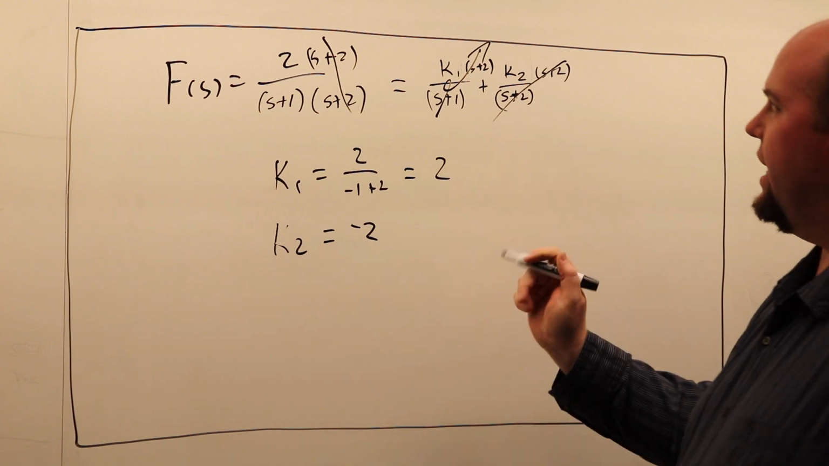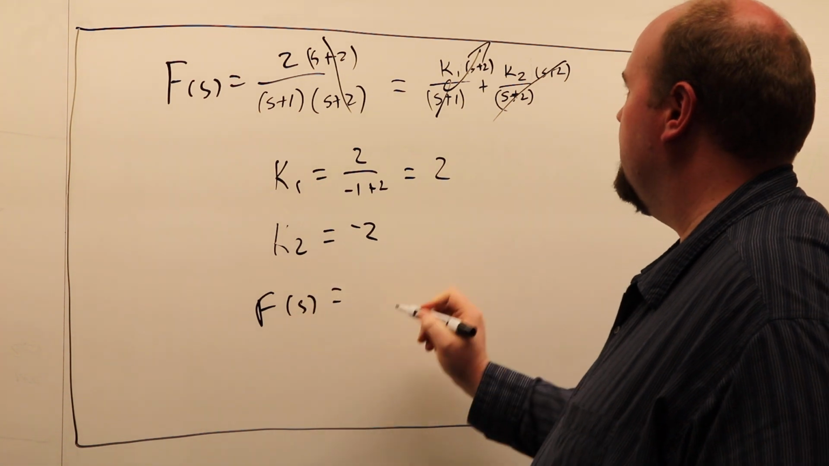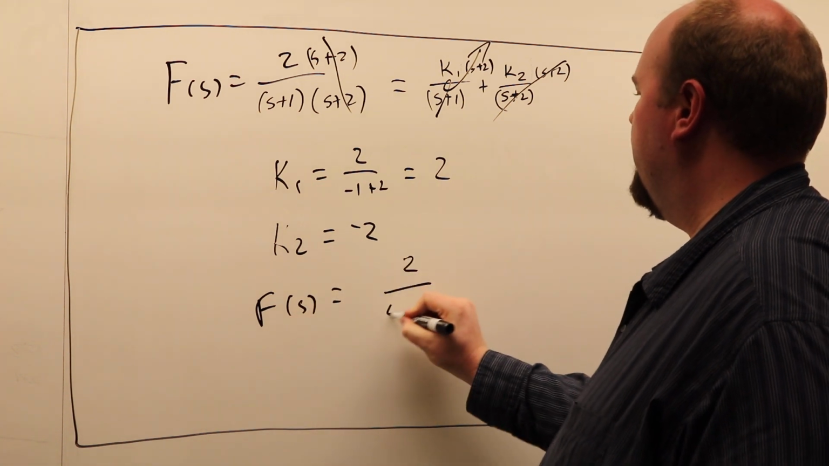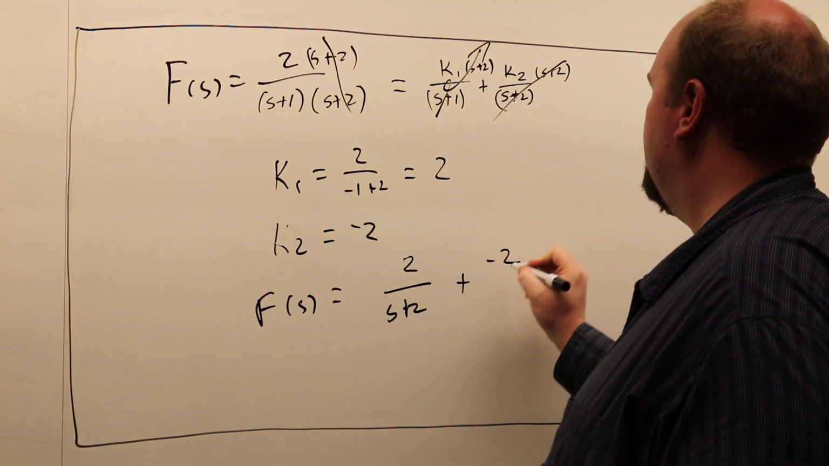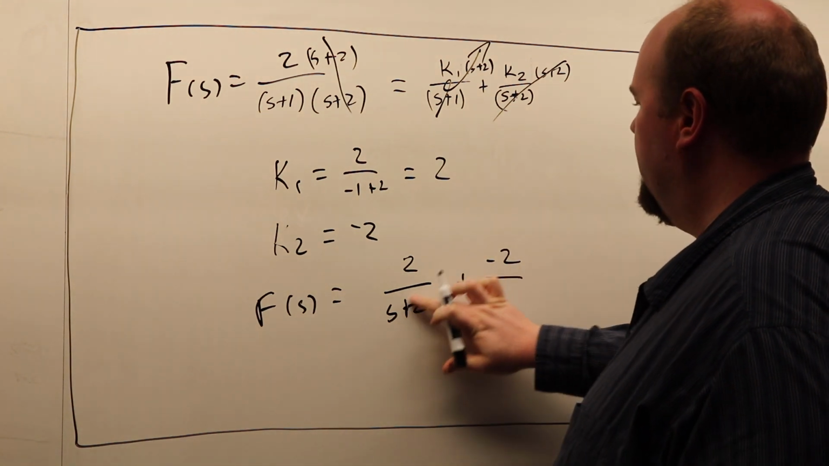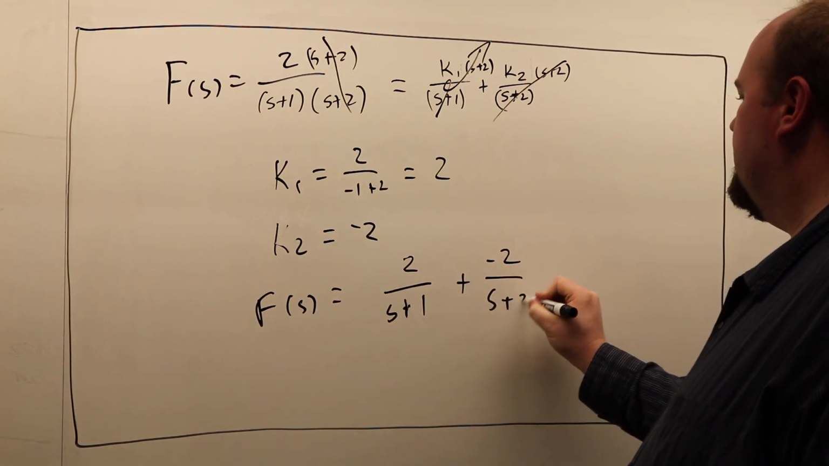So we know these coefficients now. That means we can rewrite our expression as F(s) equals 2 over s plus 2, plus -2 over s plus 1, plus -2 over s plus 2.